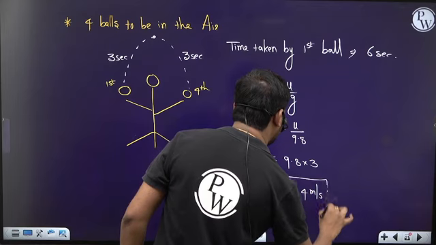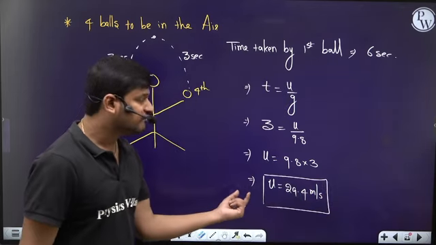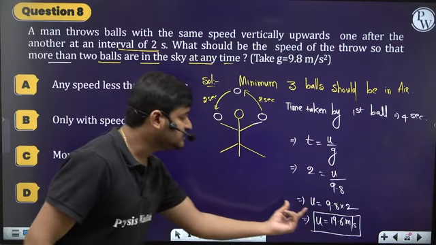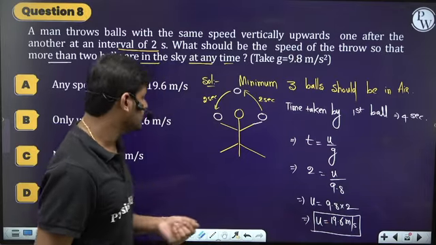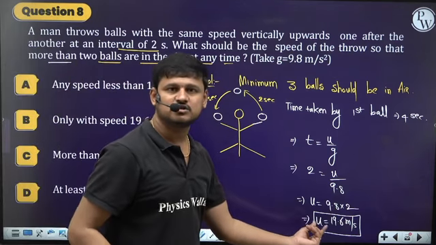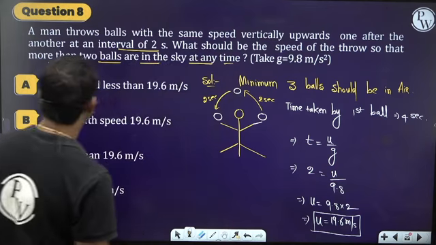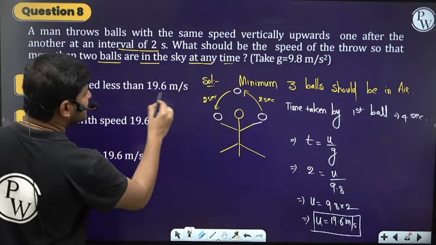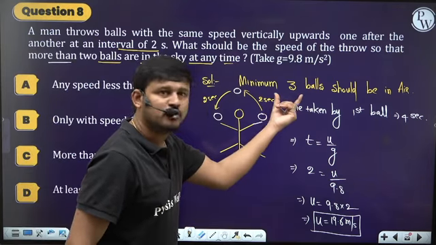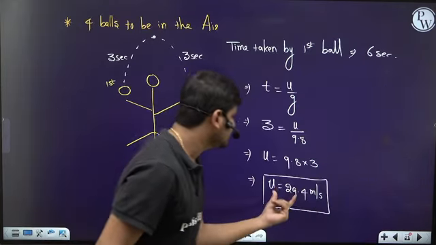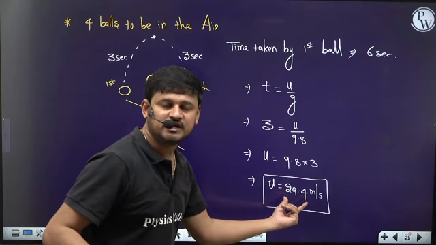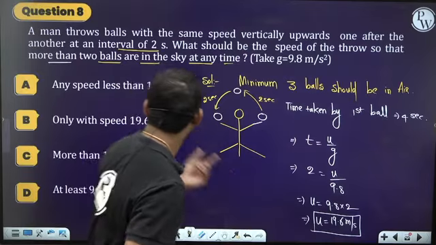So that means to have 4 balls in the air, the velocity is 29.4 meter per second, and to have 3 balls in the air, 19.6 meter per second. To have 5 balls, obviously the thrown velocity should be more. So what they are saying, at any speed less than 19.6 meter per second. No, minimum 3 balls 19.6. If 4 balls, 29.4. If 5 balls are to be in the air, it will be greater than this, obviously. Yes or no? So this option is wrong.